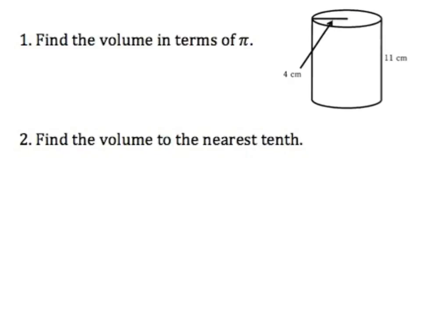All right, so we're going to find the volume of this cylinder in terms of pi. In terms of pi means it's an exact answer, and you're going to leave pi in your answer, written as pi. First thing we're going to do is write the formula: V equals pi r squared times height. And then we plug in what we know. V equals, well, that's still going to be pi. Where's the radius? There it is, 4 centimeters. So that's pi times 4 squared times height. What's the height? 11 centimeters, times 11.